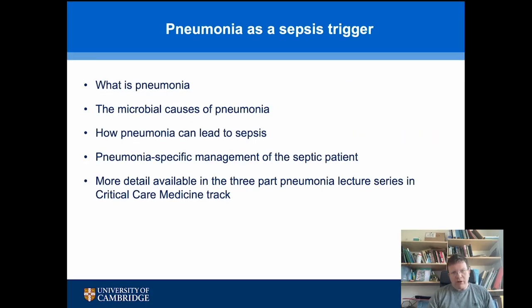So when we're talking about pneumonia as a trigger for sepsis, we're going to cover a number of topics. We'll talk about what pneumonia is and how it's defined. We'll talk about the microbial causes of pneumonia. We'll talk about how pneumonia can lead to sepsis. And then we'll talk about the management of the septic patient with a focus on the specifics required for pneumonia. I should also say that there is a 3-part lecture series for those seeking more information on pneumonia as part of the critical care medicine track on Continuous.